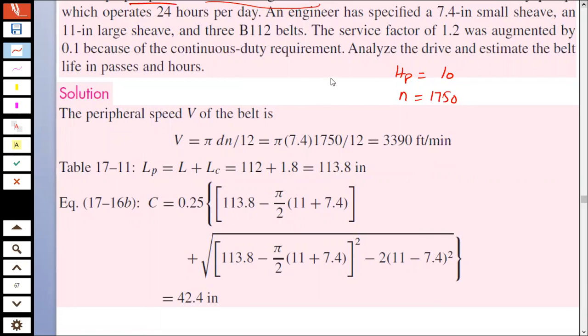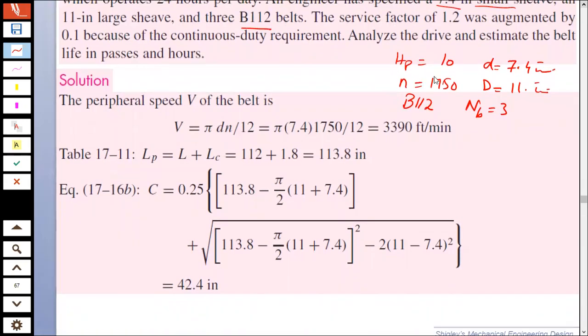An engineer has specified 7.4-inch small sheave. So D is 7.4 inches, and 11-inch large sheave. So capital D is 11 inches. And 3 B112 belts. So the belts that are used is B112, and NB is 3. The service factor is 1.2.